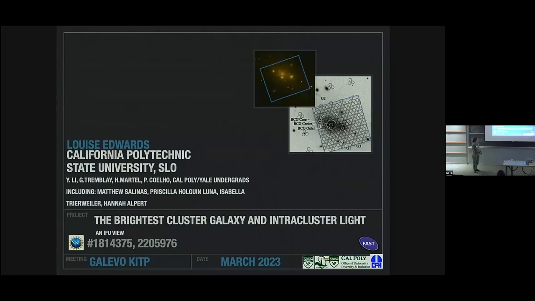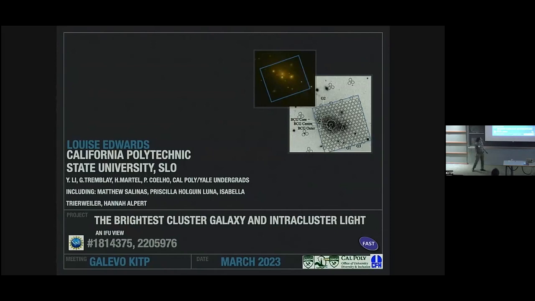I'm coming from California Polytechnic State University. It's about an hour and a half up the road in San Luis Obispo. My name is Louise Edwards, and my collaborators on here especially want to highlight the undergraduate collaborators from CalPoly and also from Yale, when I started this work at Yale, who helped with this work. So 1, 2, 3, 4 of them are now PhD students in astronomy, and one is a high school teacher in physics. So I'm feeling very extra proud of that.